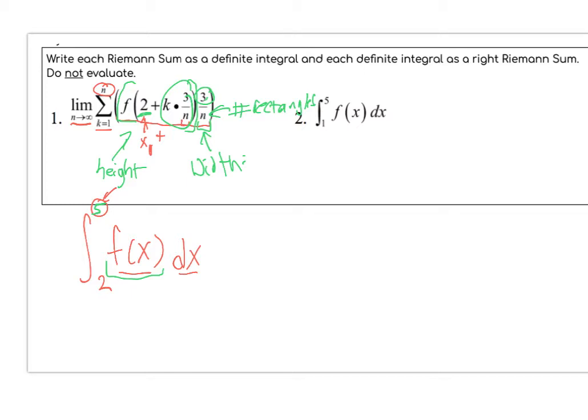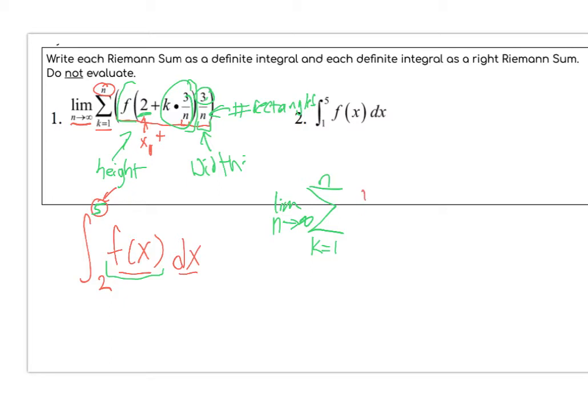Let's see if we can go backwards. So we know we need a sigma. We know we need to start at the first rectangle and go to the nth rectangle. That part's never going to change, and we know that the limit is going to be as n approaches infinity. You might remember on the previous one that we had this set up as the limit as the width changed to 0 instead of the number of rectangles changed to infinity. It's easier to do this mathematically this way. In fact, I don't even know how to think about the other way. I'd have to really think about that. But we're not going to go there.